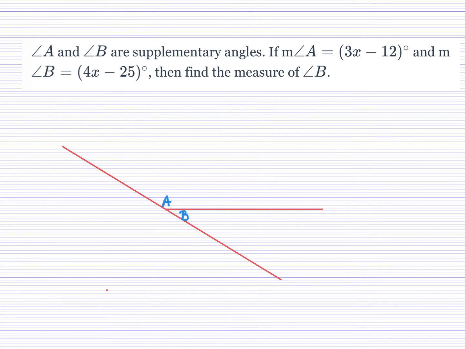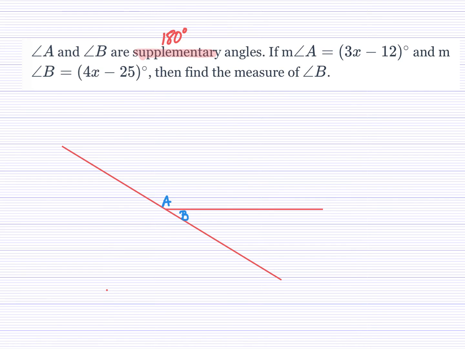And we've saved the best for last here. Angle A and angle B are supplementary angles. Keyword supplementary. Remember, supplementary angles are angles that combine to equal 180 degrees. Two angles that combine to equal 180 degrees.